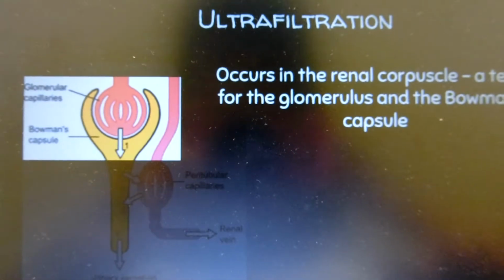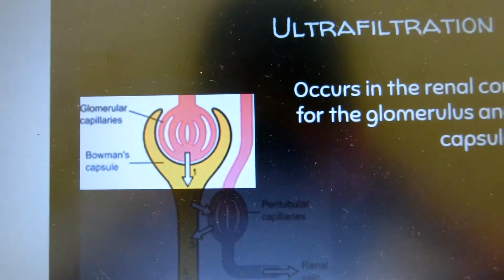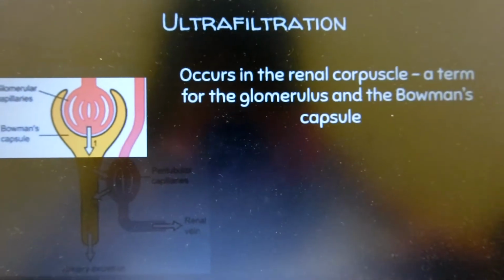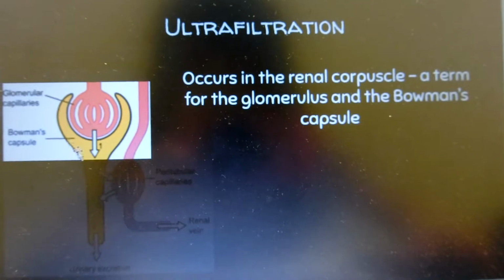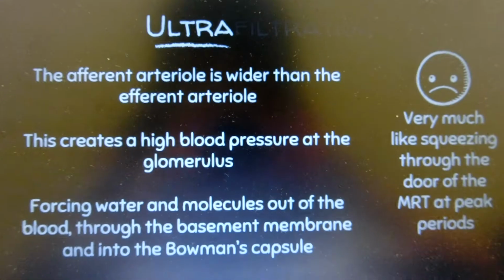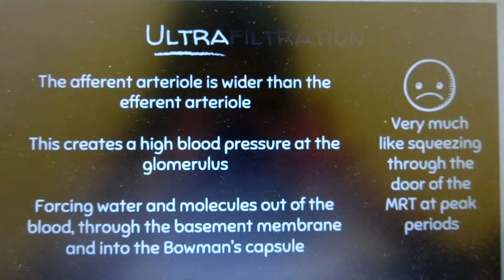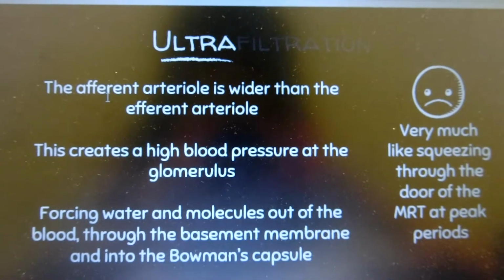Okay, so to recap what we saw just now, ultrafiltration occurs in your Bowman's capsule or your renal capsule, okay? And the entire structure is called your Malpighian corpuscle. Okay, so why can ultrafiltration occur? It's mainly because of two different factors.